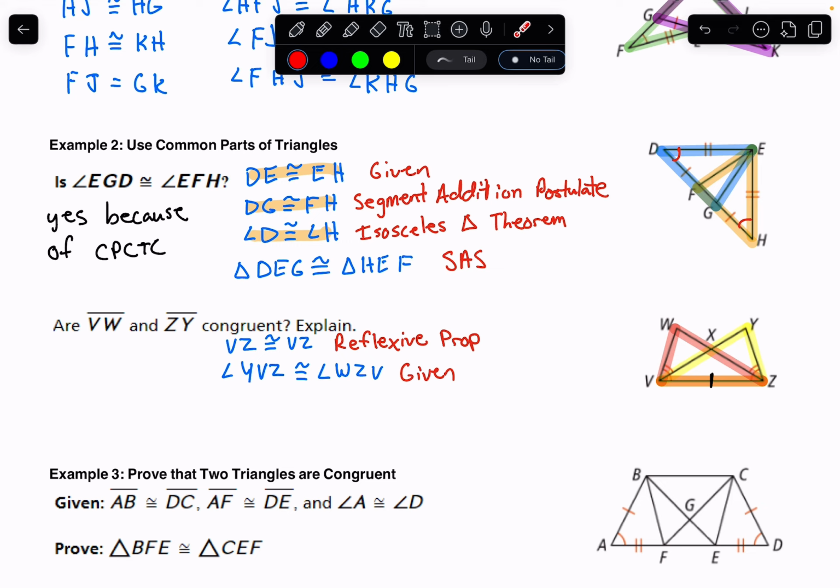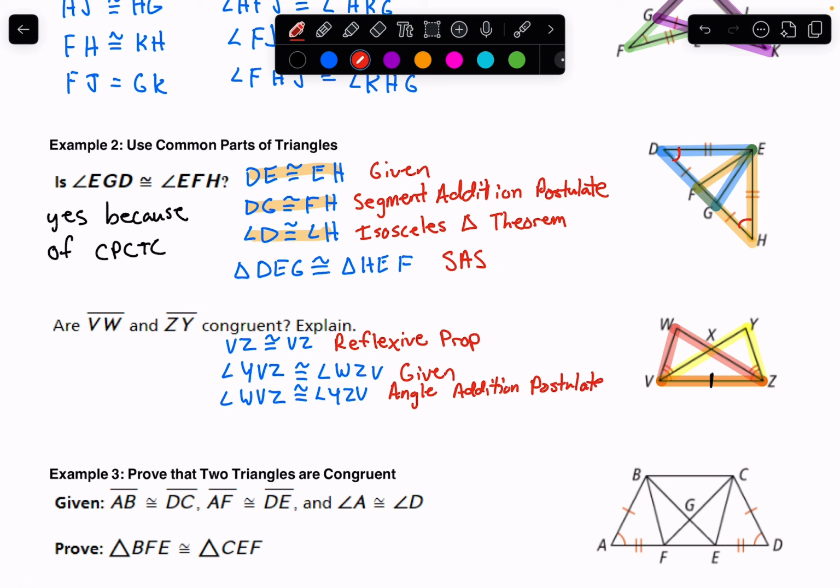That is called the angle addition postulate. We're going to bring that back from earlier. So we can go ahead and say that the entire angle on the left, angle WVZ, is congruent to the angle on the right corner, angle YZV. So again, notice that those are slightly different than the ones up above it. And of course, that's because of the angle addition postulate.